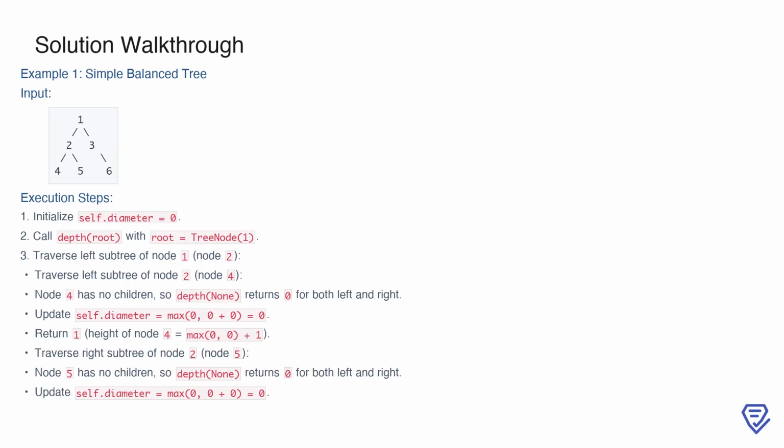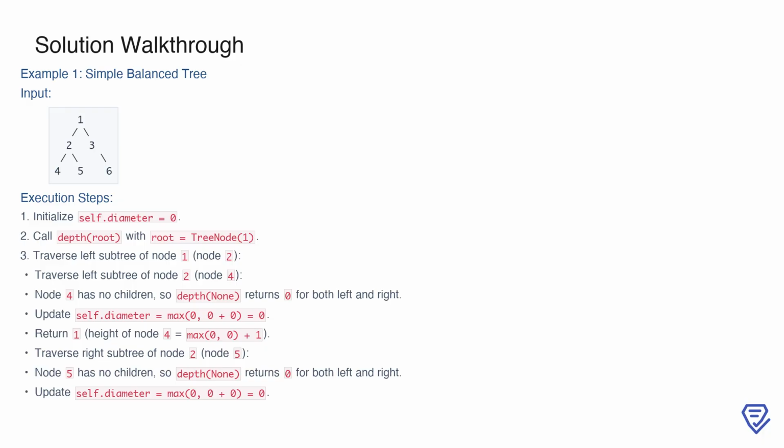Here, we're working with a simple balanced binary tree. The root node is 1, with 2 children, 2 on the left and 3 on the right. Node 2 further has 2 children, 4 and 5, while node 3 has 1 child, 6, on its right. To calculate the diameter, we first initialize self.diameter to 0. Then, we call the helper function depth starting at the root node 1.